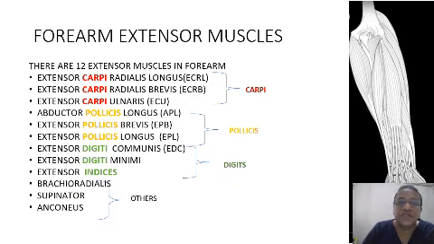These 12 muscles work in harmony to allow precise and powerful movements of the hand and wrist. Their coordination is essential for everything from typing to throwing a ball. Now we'll go into each muscle's location, direction, insertion, and origin. We'll go one by one.